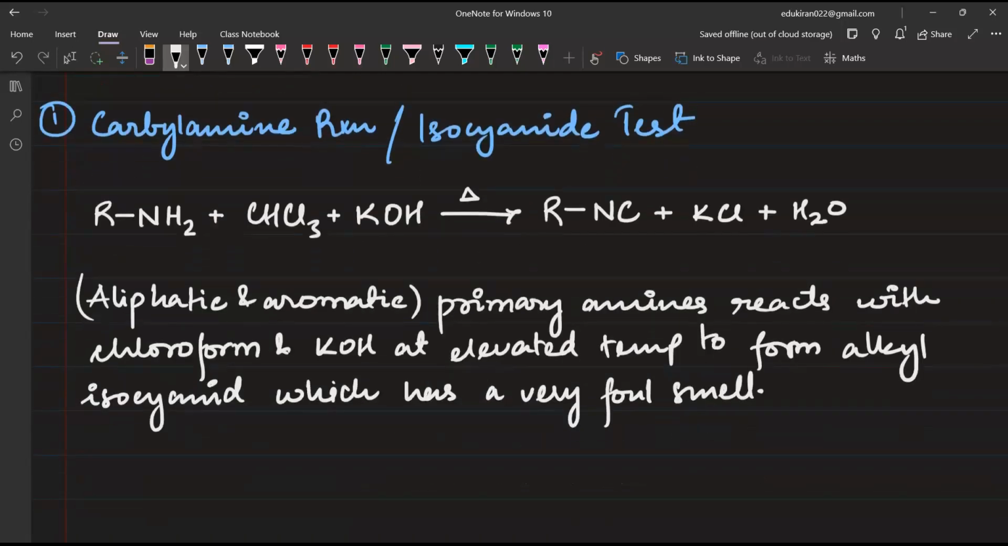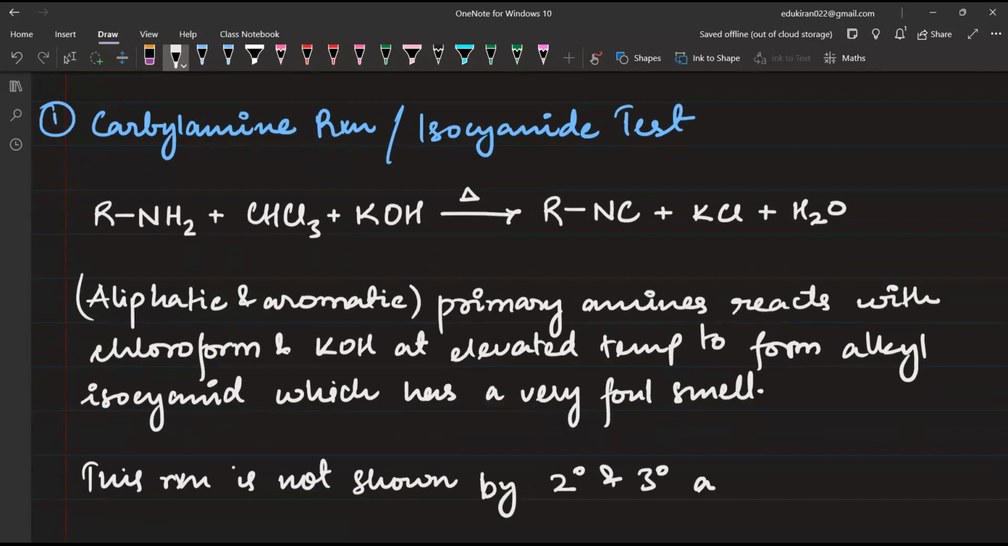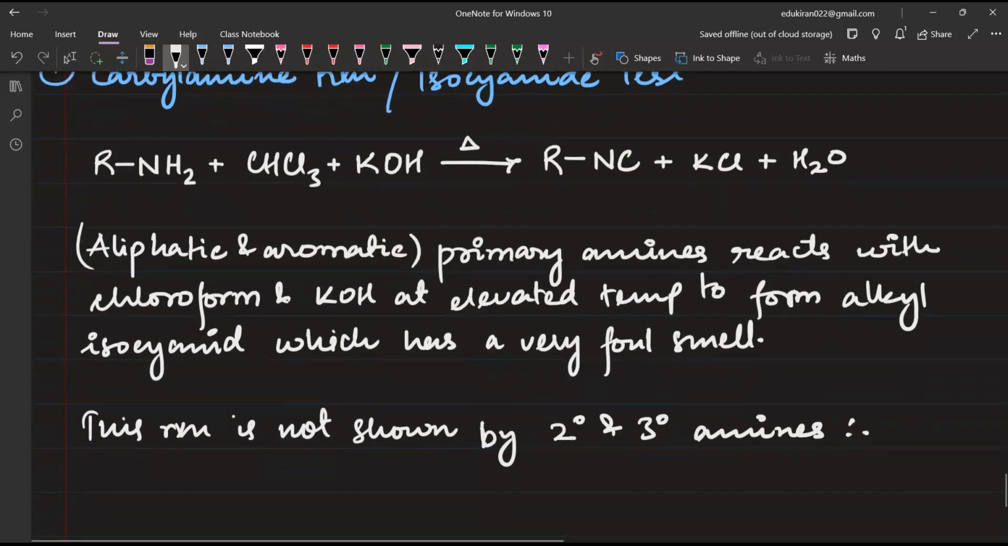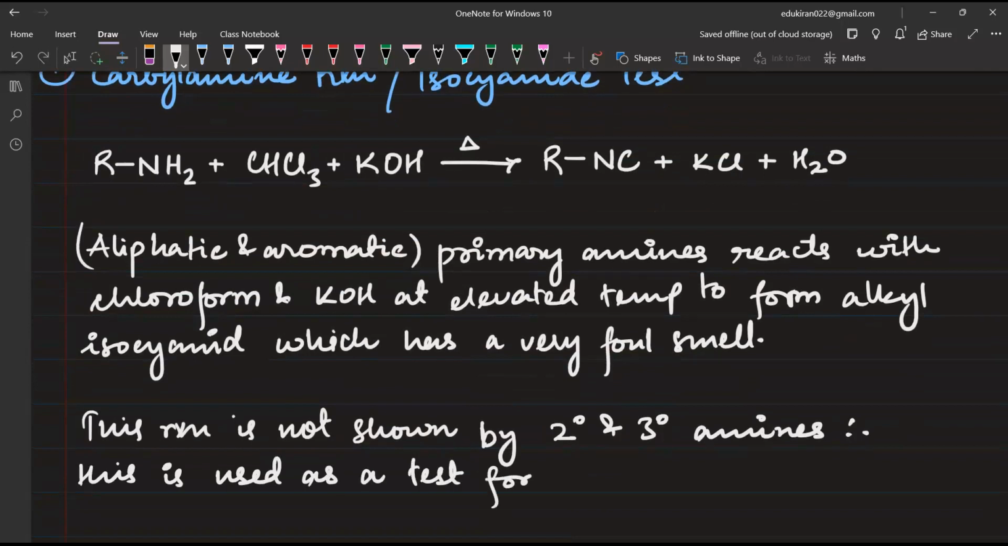Yes, you can write: this reaction is not shown by 2 degree or 3 degree amines. Therefore, this is used as a test for 1 degree amines.